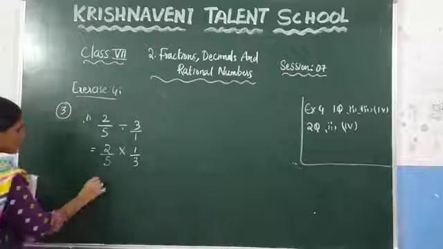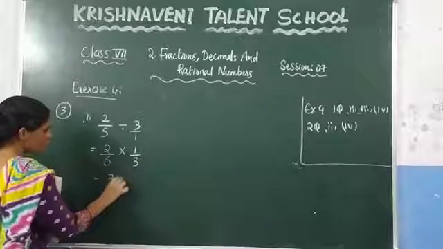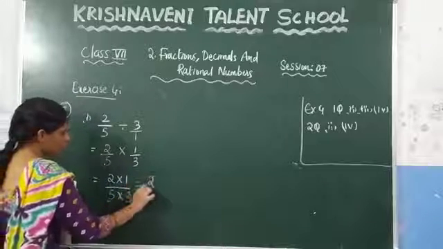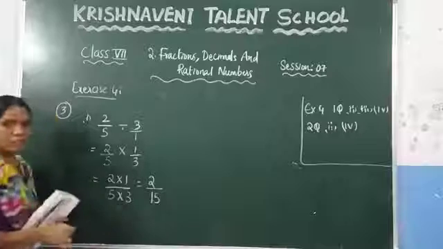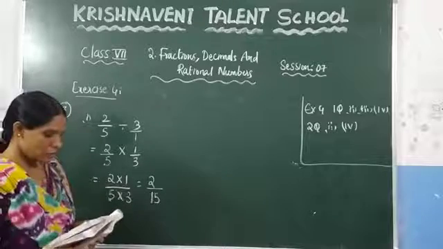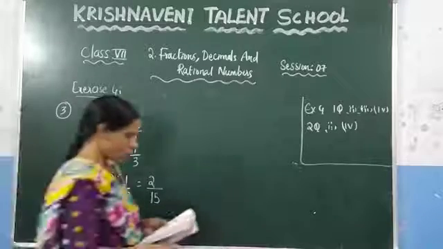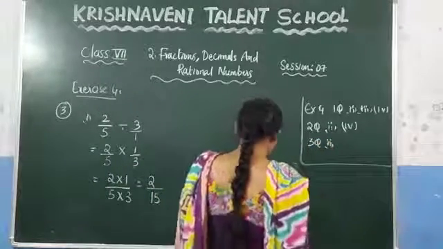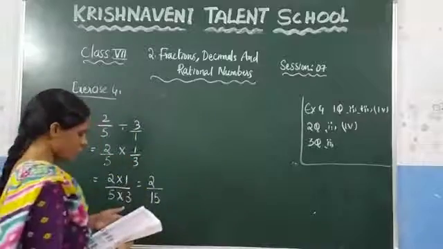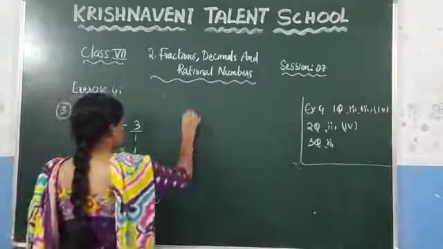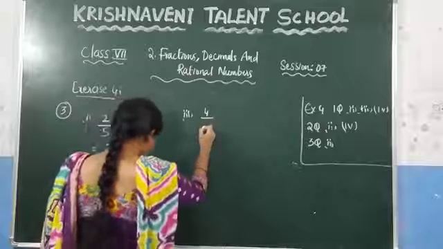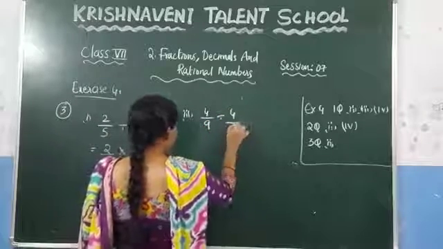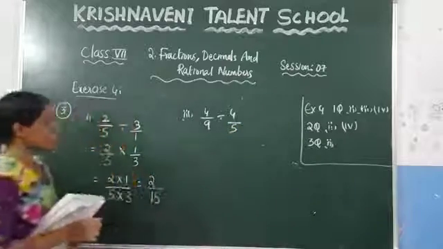Now how do you solve? Just multiply the numerators, which is 2 into 1, and multiply the denominators, which is 5 into 3. What are you getting? 2 by 15. Like that you can solve it. And here the second question you can do in the same way. In the third one, the second question, it is the same thing that we have done now. Now the third question, in that they have given two fractions here: 4 by 9 divided by 4 by 5. This is the one they have given.